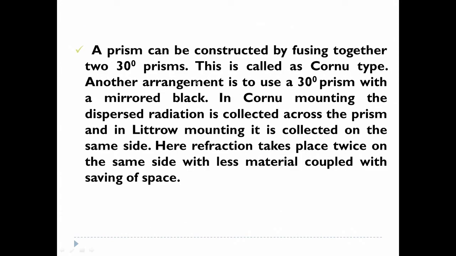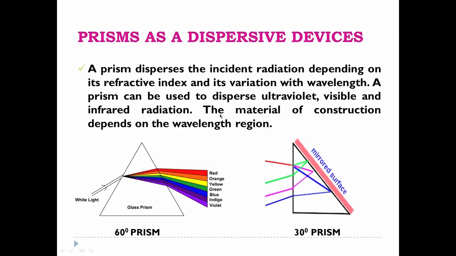If I use two 30° prisms like the previous one, it becomes a 60° prism. This is known as Cornu mounting. So, in Cornu mounting I have two 30° prisms joined together at the vertical face.